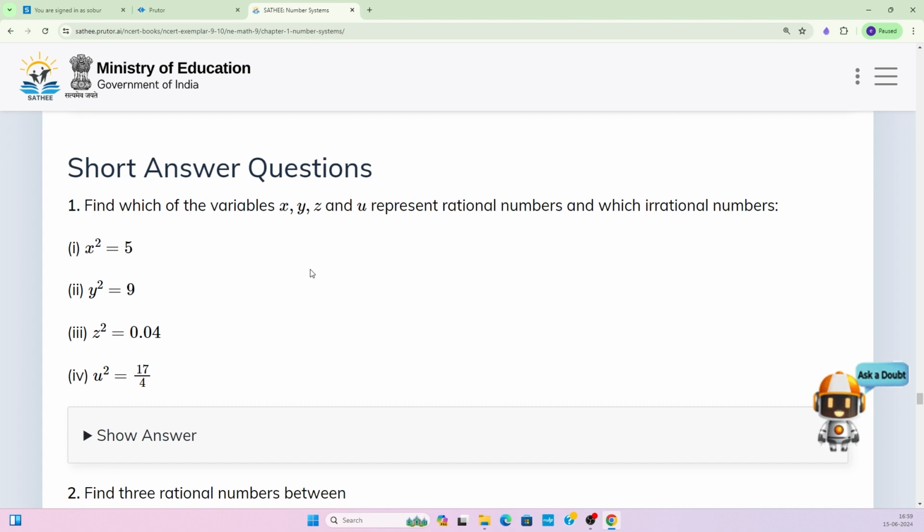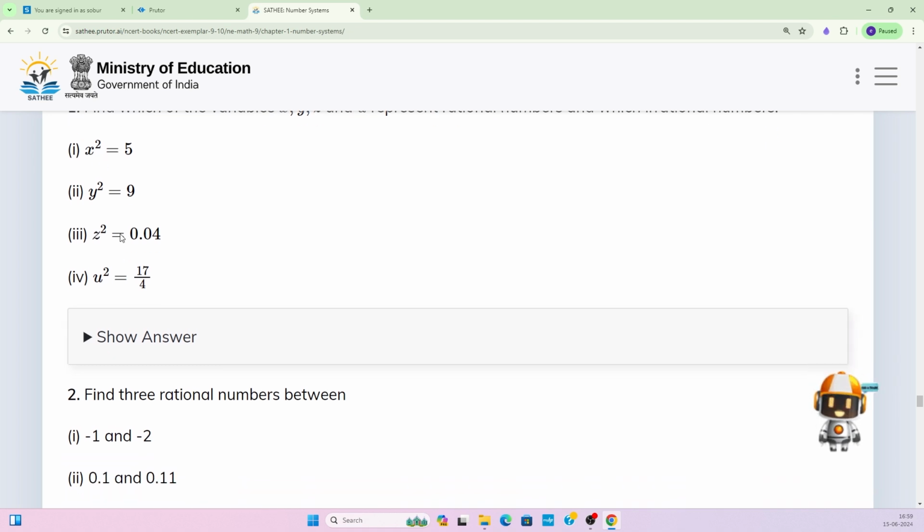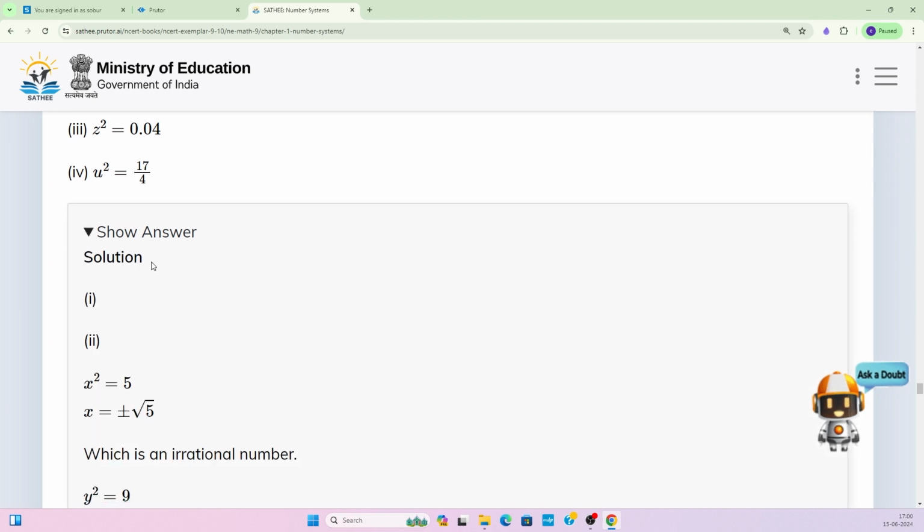Here we'll discuss short answer questions. Find which of the variables x, y, z and u represent rational numbers and which irrational numbers. In the first one we have x square is equal to 5. In the second one we have y square is equal to 9, in the third one z square is equal to 0.04, and in the fourth one u square is equal to 17 by 4. Okay, so let us see the answer.